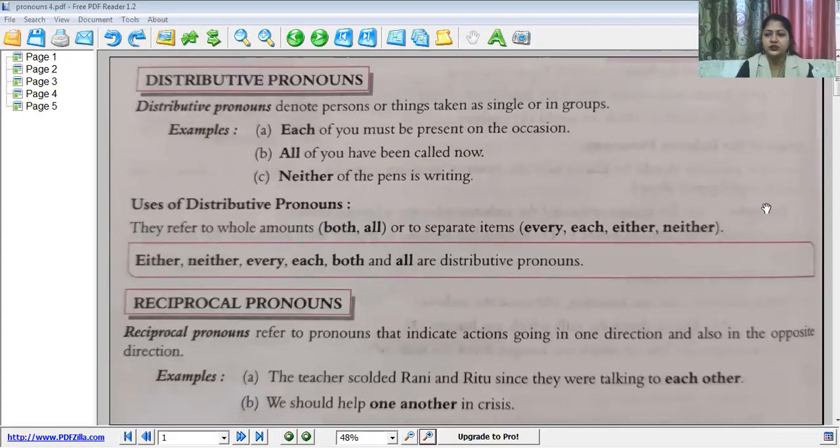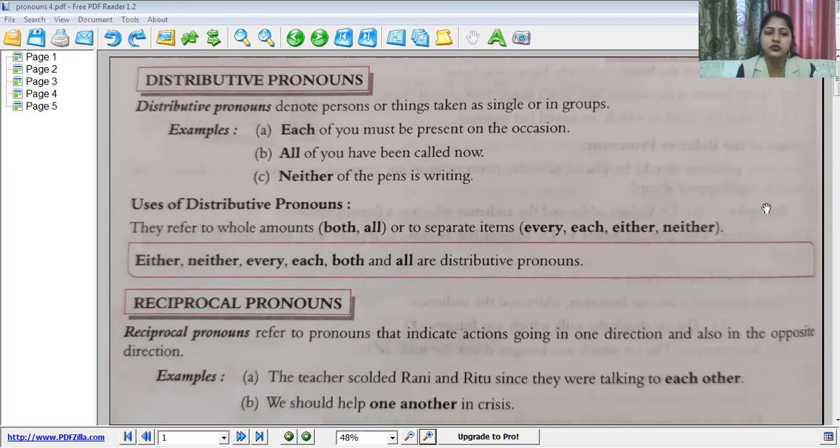Today we'll be doing the other 3, and I'll display a PDF to you all, and post that we'll get into the details. Okay, children. We'll go into detailed learning. So here the PDF is, and I'm sure it's quite visible and clear. Today we'll be learning about the other 3: distributive, reciprocal, and indefinite.